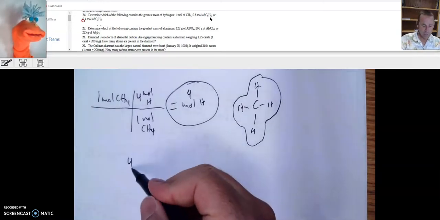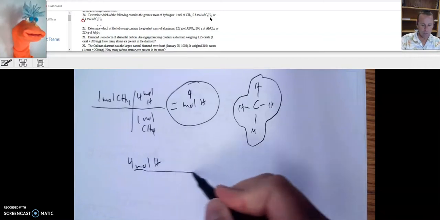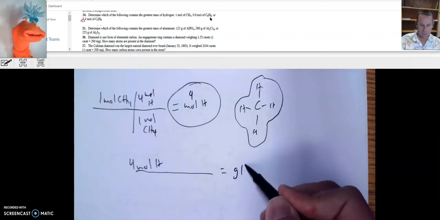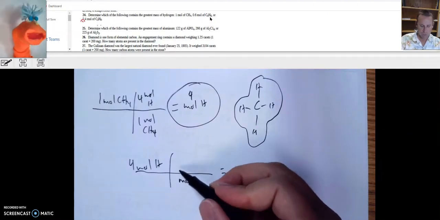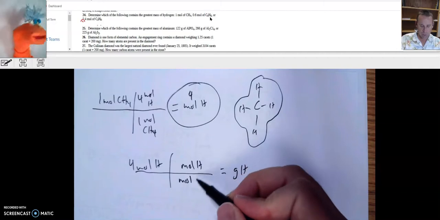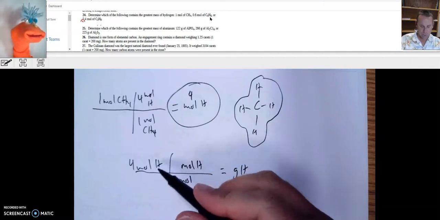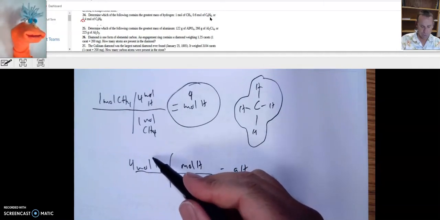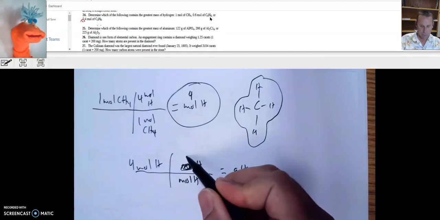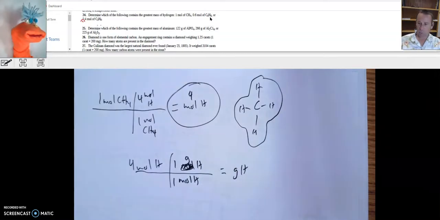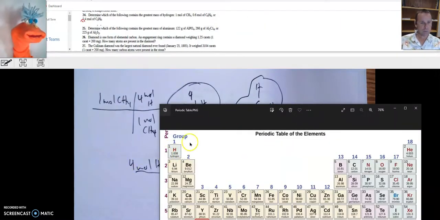If I say I have 4 moles of hydrogen, and I would like to know how many grams of hydrogen that is, it's just 4. Right, because each mole of hydrogen has a mass of 1. Very good. So 4 moles of hydrogen, I'm going from moles of hydrogen to grams of hydrogen. 1 gram per mole, to be precise, 1.008, but that's all right.